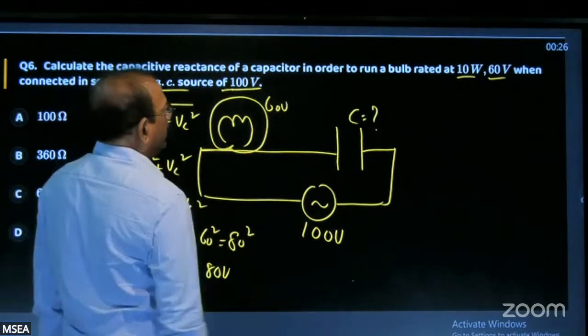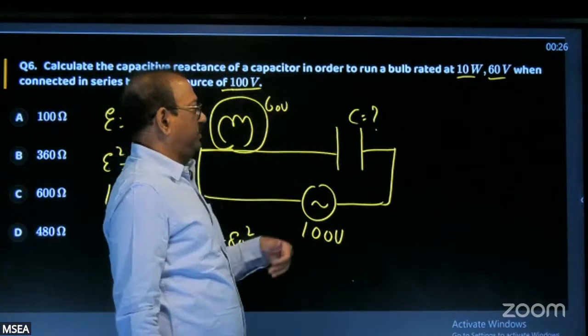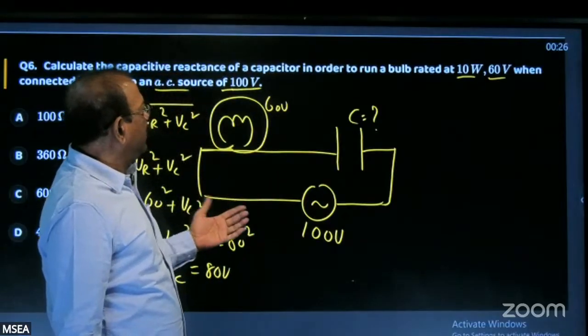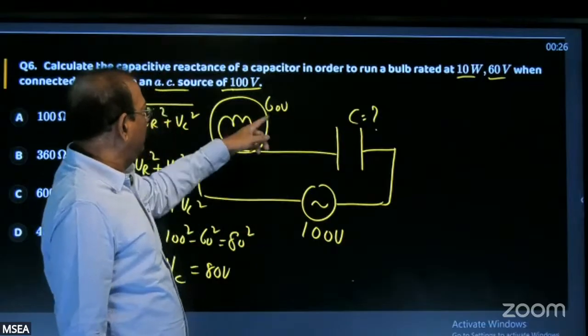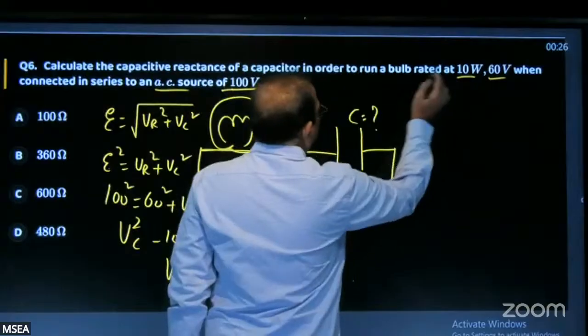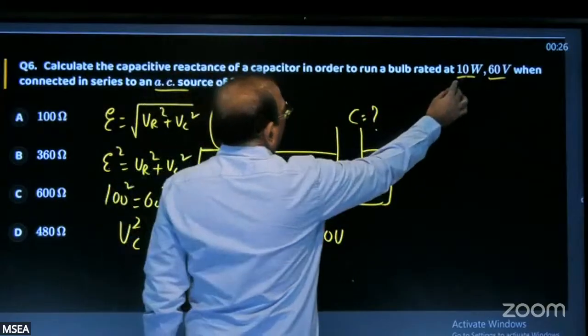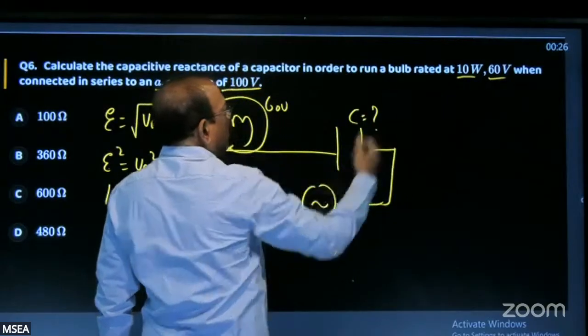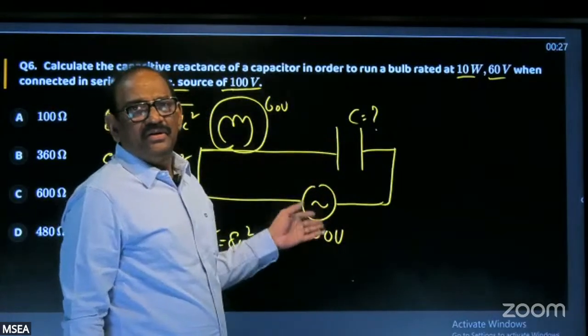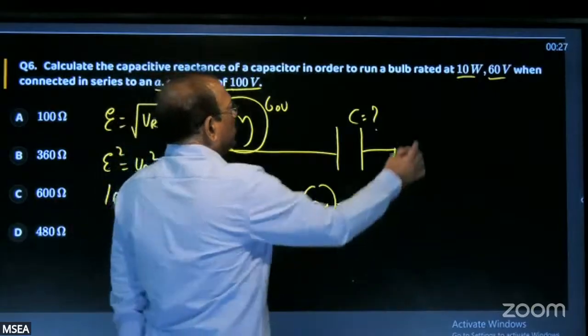Okay, this is not what is asked. He is asking what is the capacitance. I have explained that also for you. Now, what is the capacitance needed to operate this bulb? What is the power dissipated in the bulb? 10 watt. That is the power in the circuit also, because the power in the capacitor is 0. So this is 10 watt.